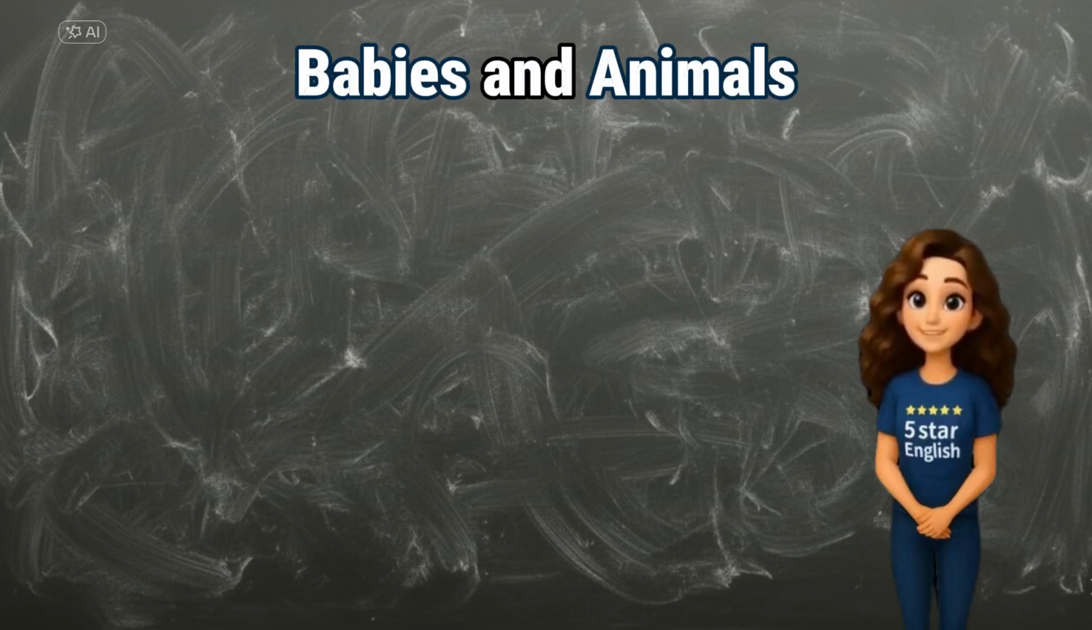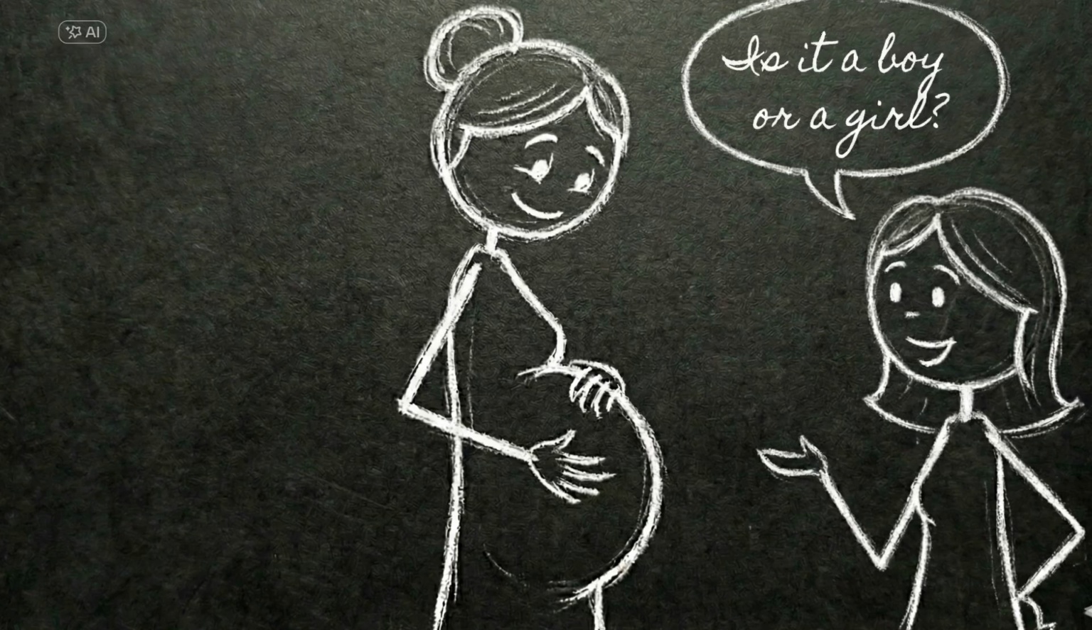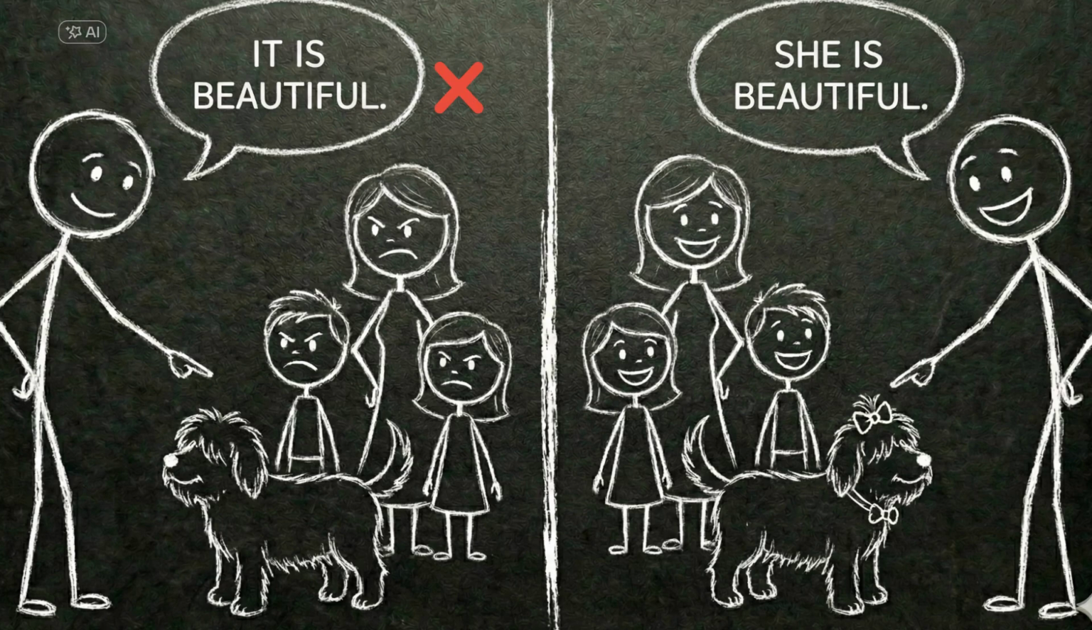Babies and animals. If we don't know the sex: is it a boy or a girl? Crucial tip: if the animal is a family pet and has a name, we generally use he or she. Calling a pet it can sound rude or cold to the owner. It is beautiful. She is beautiful.